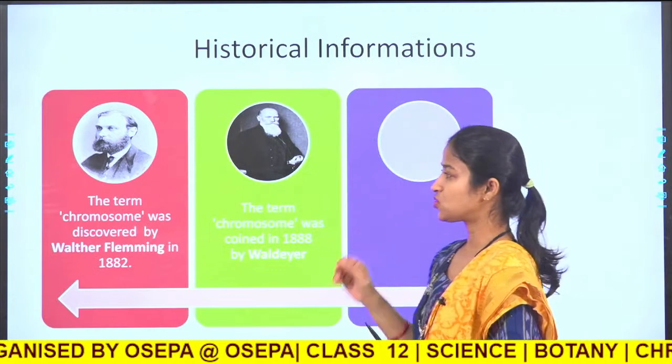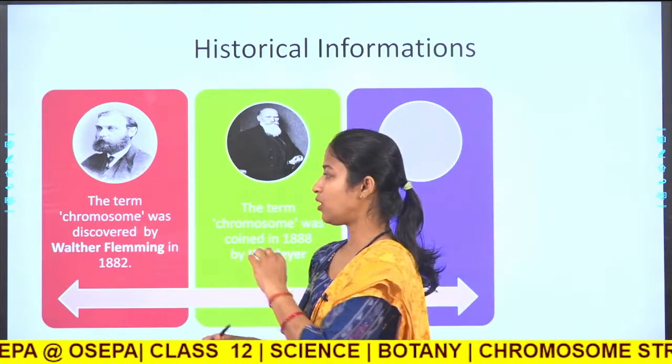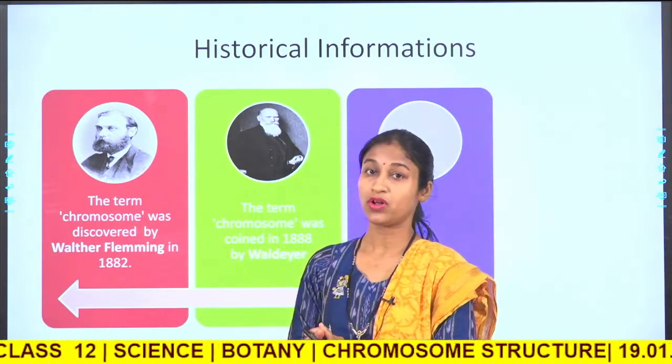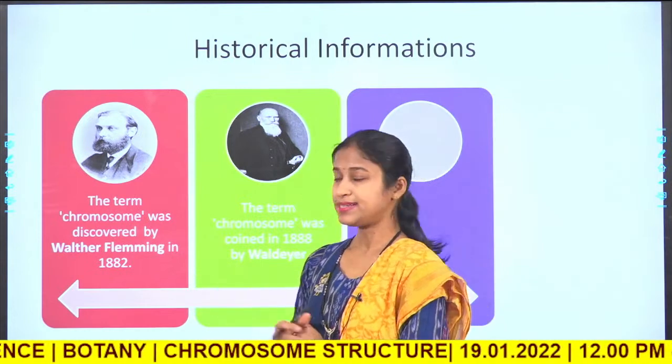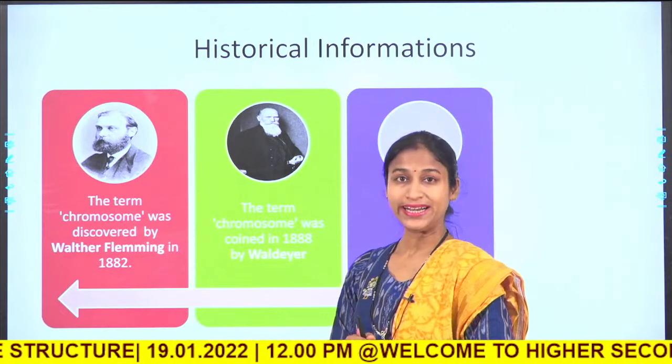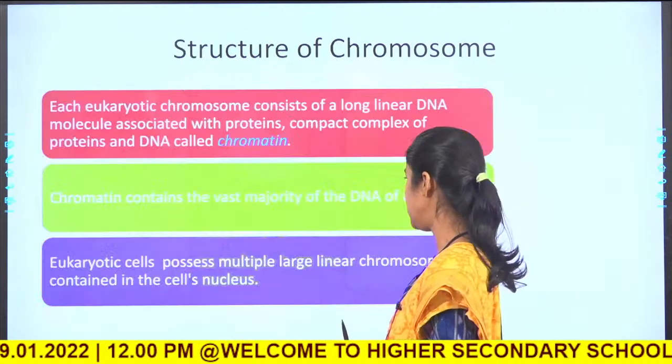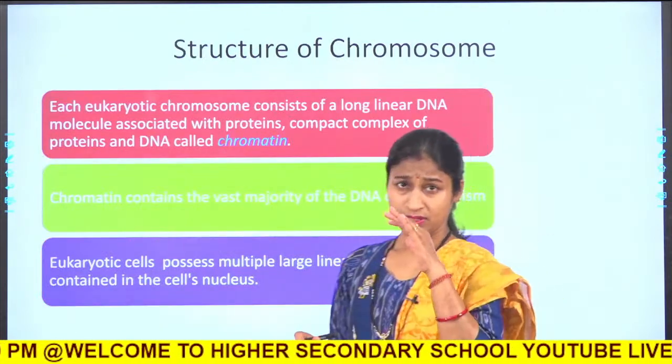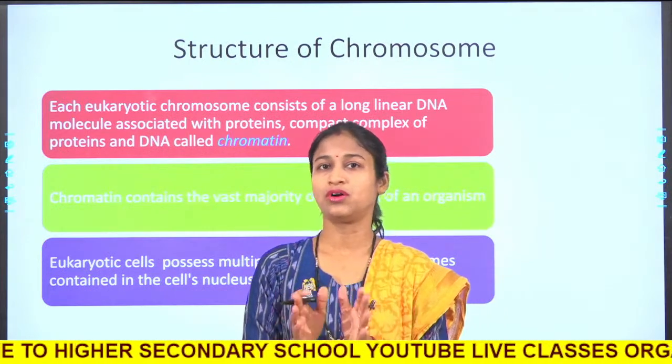Now the historical information: the chromosome was discovered by Walter Fleming in 1882 and the term was coined by Waldeyer in 1888. Now let us come to the structure of chromosome.